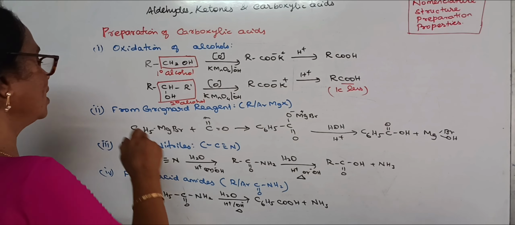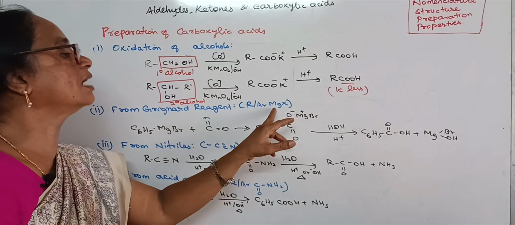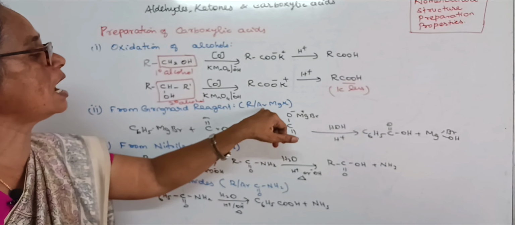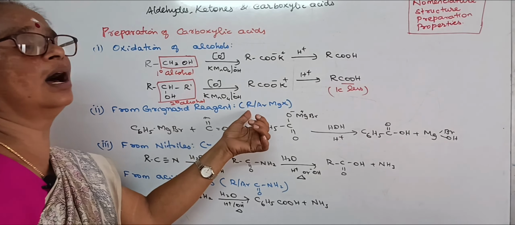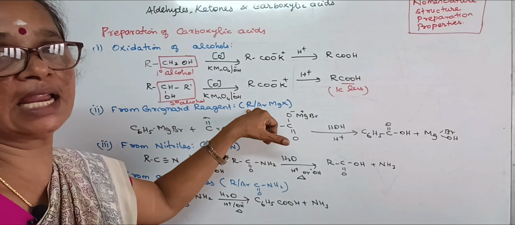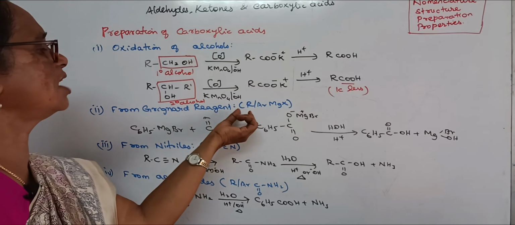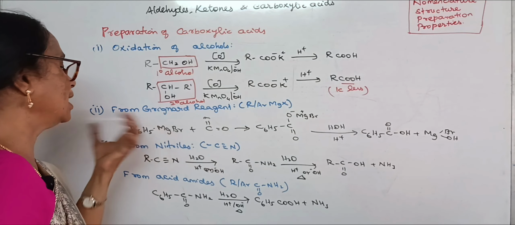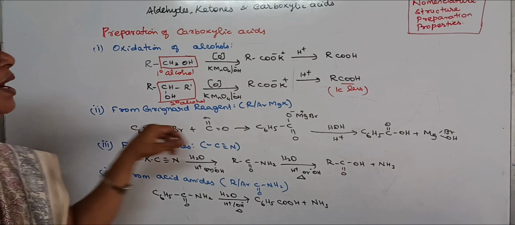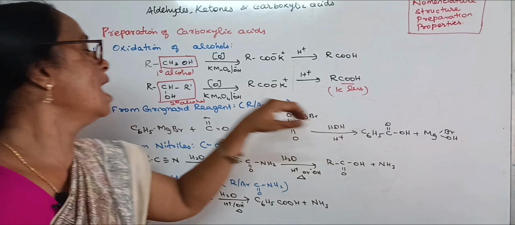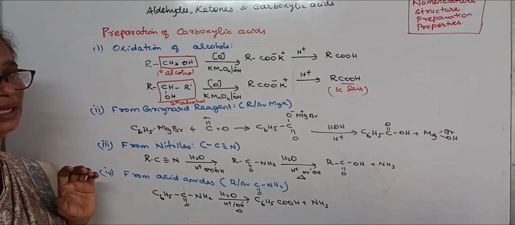And the next one, from Grignard reagent. Grignard reagent could be an alkyl magnesium halide or even aryl magnesium halide. We can take any size of the alkyl group, the R group can be changed: methyl, ethyl, isopropyl, butyl, any length of alkyl group we can take with the Grignard reagent. So using Grignard reagent I am going to prepare benzoic acid. That's why I am taking C6H5MgX as my Grignard reagent.